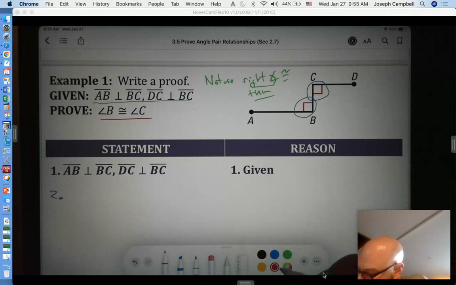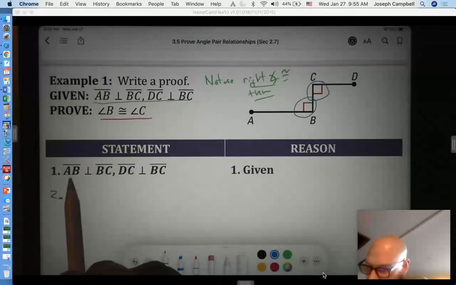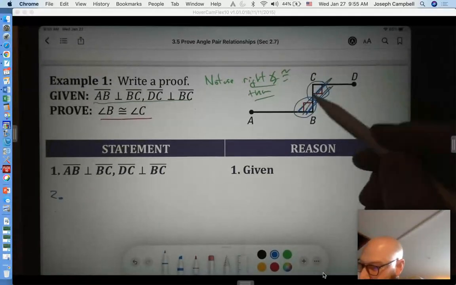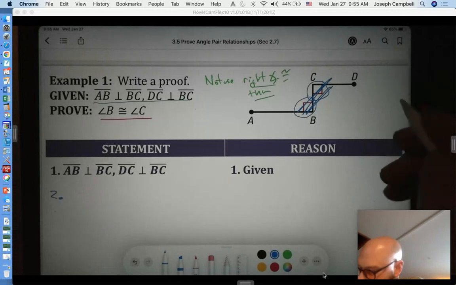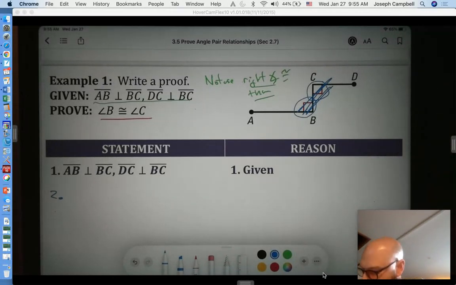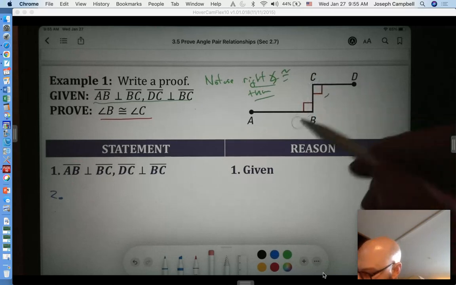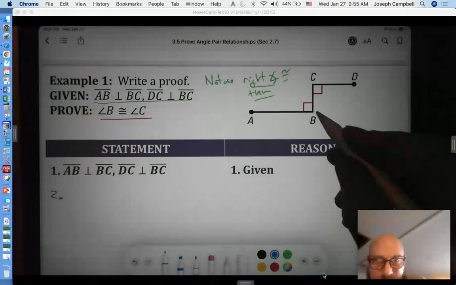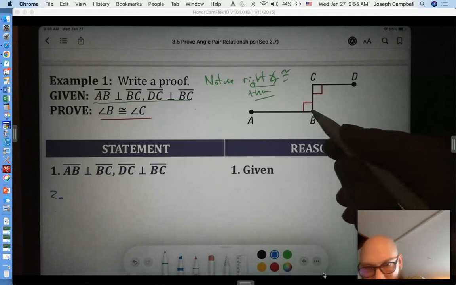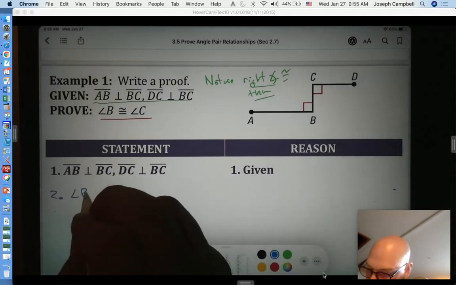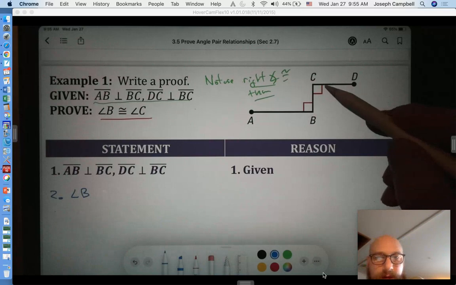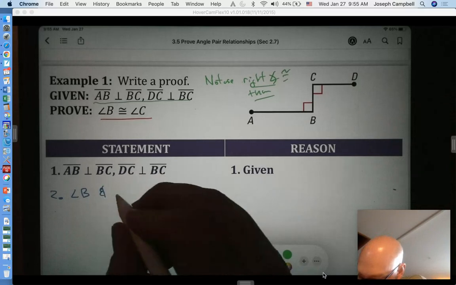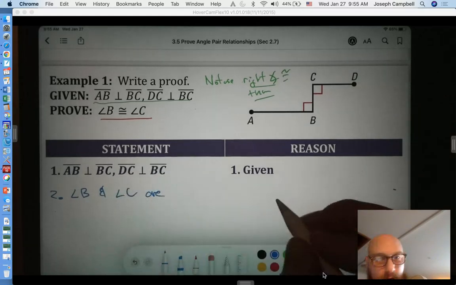All right, so what is a natural consequence of AB being perpendicular to BC, as indicated by these markers here? What does this marking mean to you? It means perpendicular. What does it mean to be perpendicular? What can you tell me about angle B? Oh, and what other angle? This angle. What can you tell me about angle C? Angle B and angle C are what? They're right.